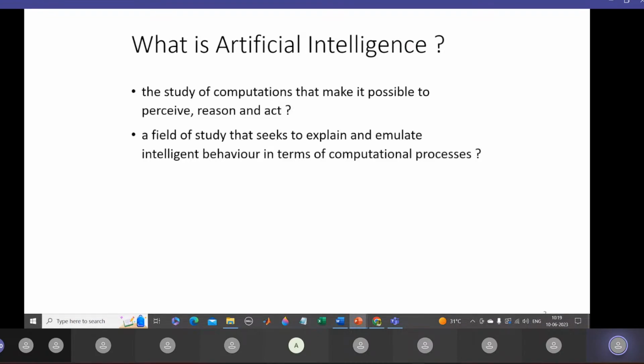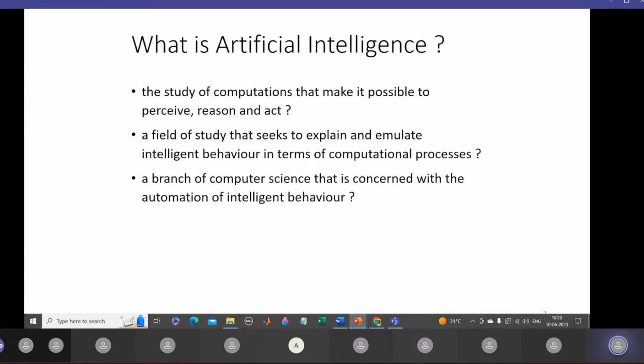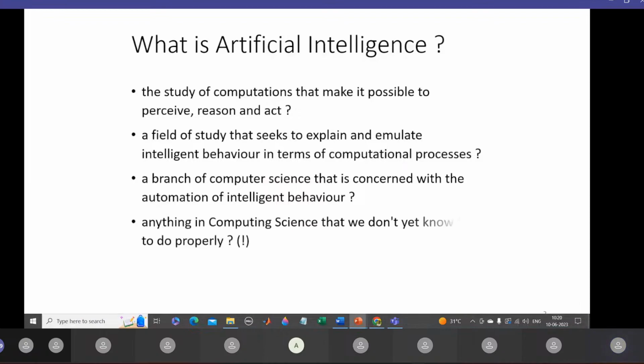So here, it is a field of study, artificial intelligence. You can explain and emulate intelligent behavior. Everything is in terms of computational processes. It is a branch of computer science, and you are going to automate intelligent behavior. Anything in computer science that we don't yet know how to do properly.